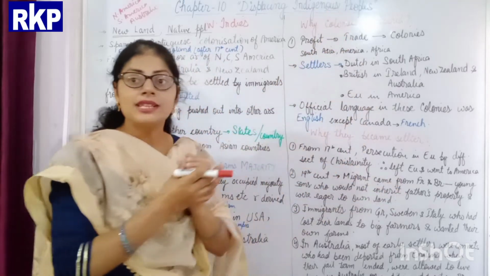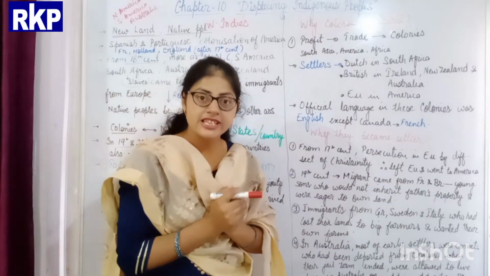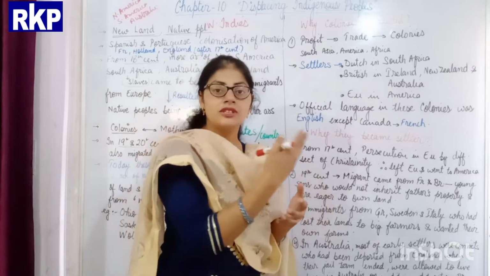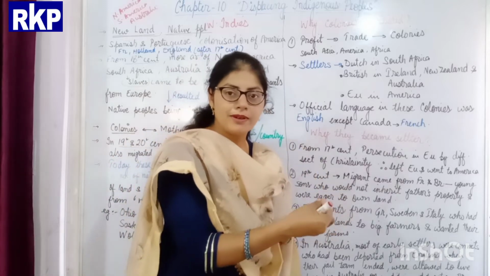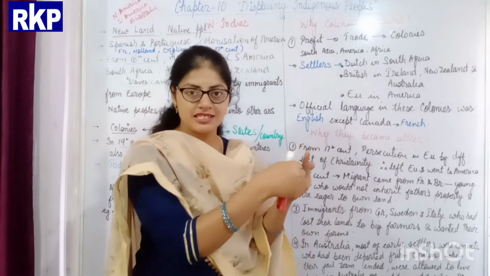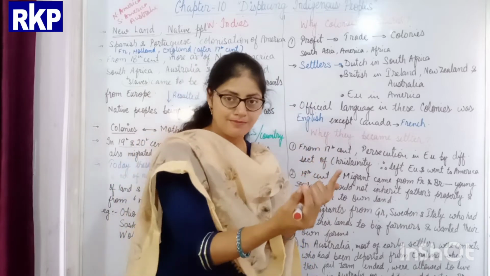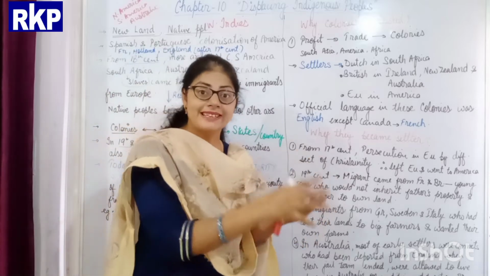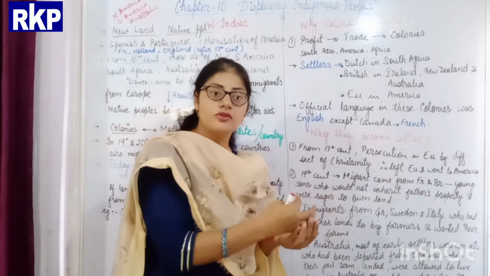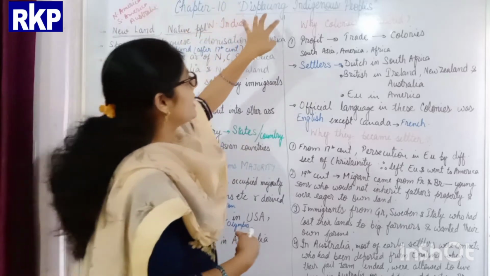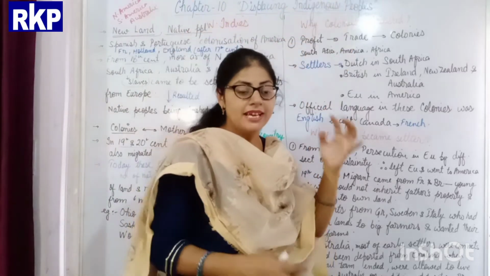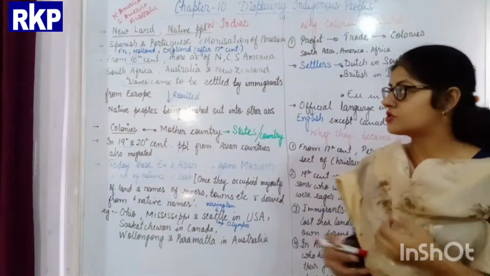They took over the land occupied by the indigenous people. In this process, many of the indigenous people, local people, native people, all these are terms used for the same thing, were displaced by these new settlers from Europe. That's why the name of the chapter is Displacing Indigenous People. In this chapter, you will study all this story.